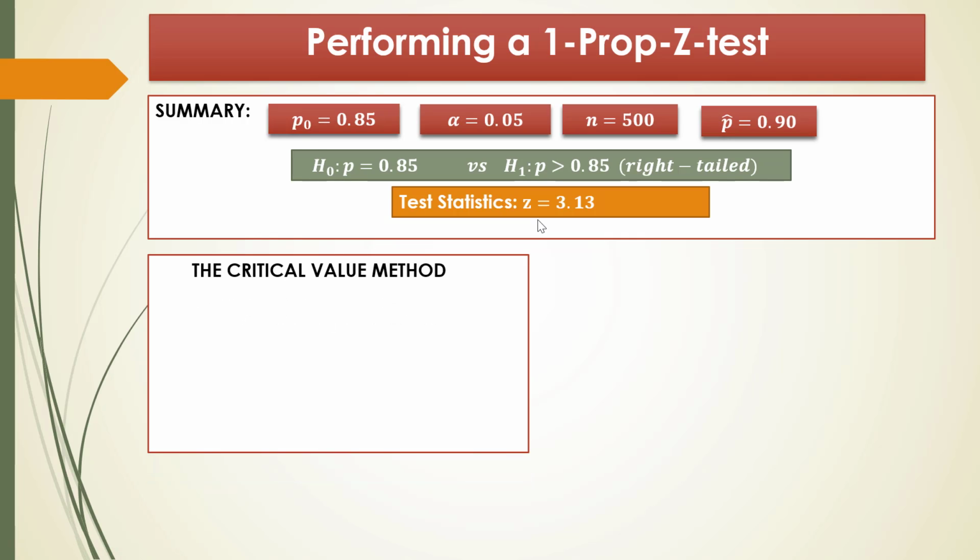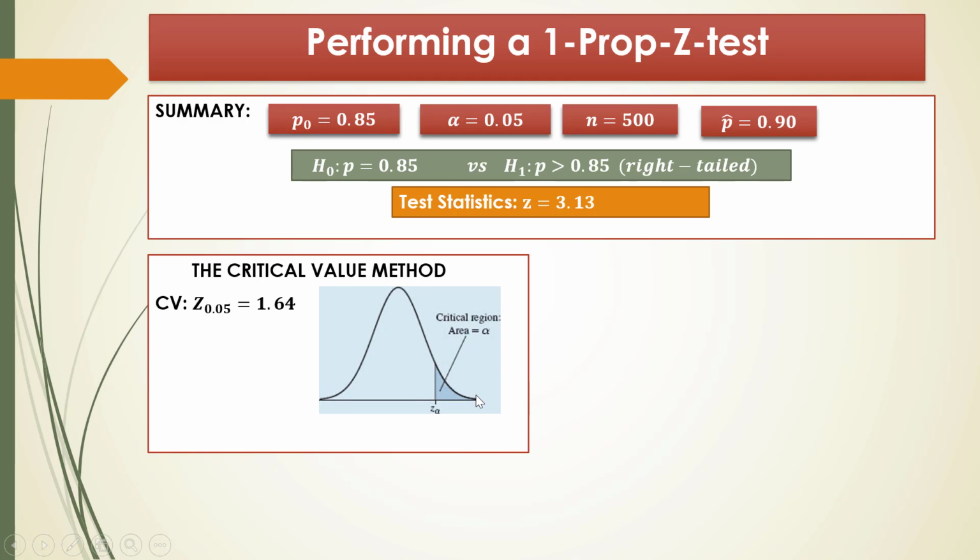By the critical value method, we want the right tail area to be 0.05. So the critical value is z.05, which is 1.64. And on the picture, we make the standard normal curve. We mark z alpha. So the critical region is the area to the right of z alpha. If the test statistic falls into this shaded area, that means the critical region, we reject the null hypothesis. And here 3.13, the test statistic, does fall into the critical region. So we reject the null hypothesis.